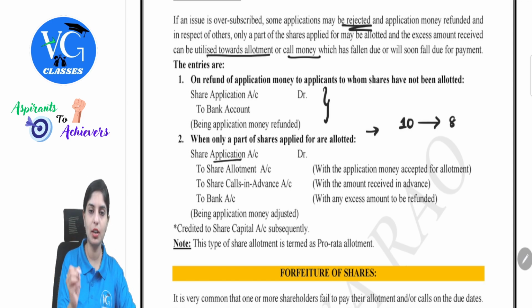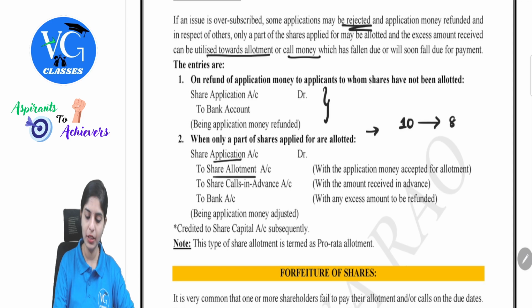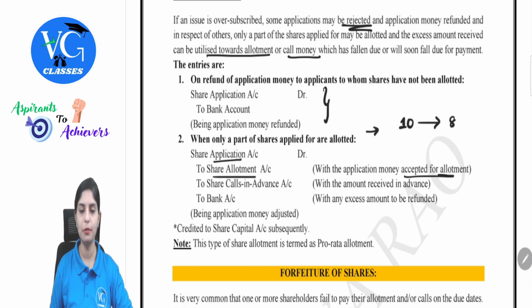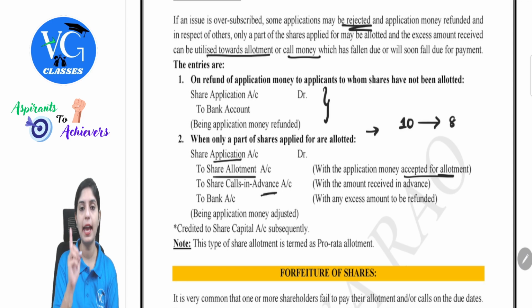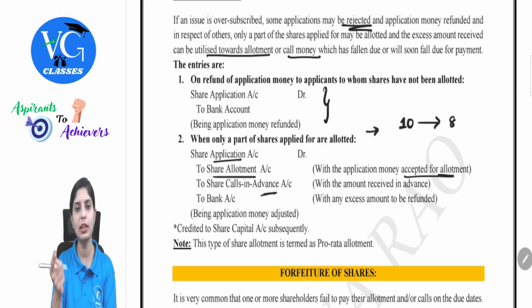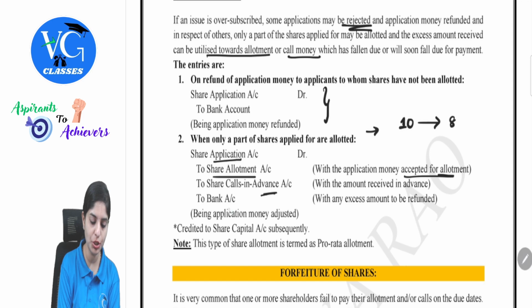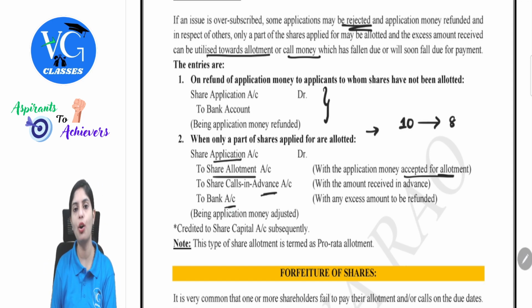Share application account debit. I'm further transferring it to share allotment with the application money accepted for allotment. In this course, if there are any calls in advance received, I will credit that. In this connection also, the company can partially reject, that is refund some of the application. So then the entry would be share application to bank, whatever we saw on top. Pro rata, this is the entry, simple entry.